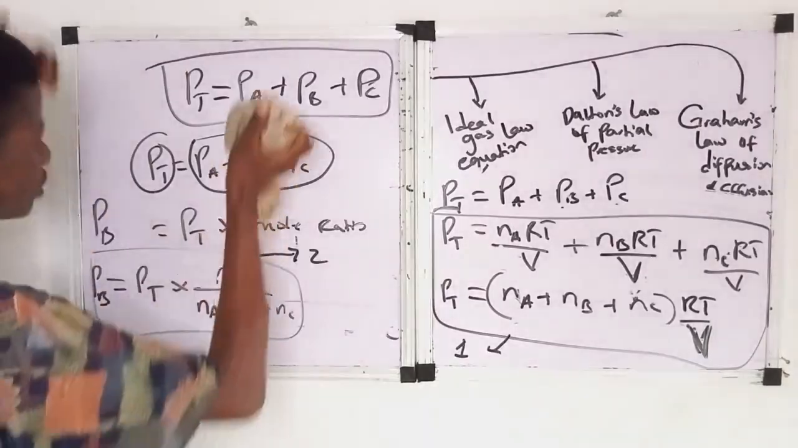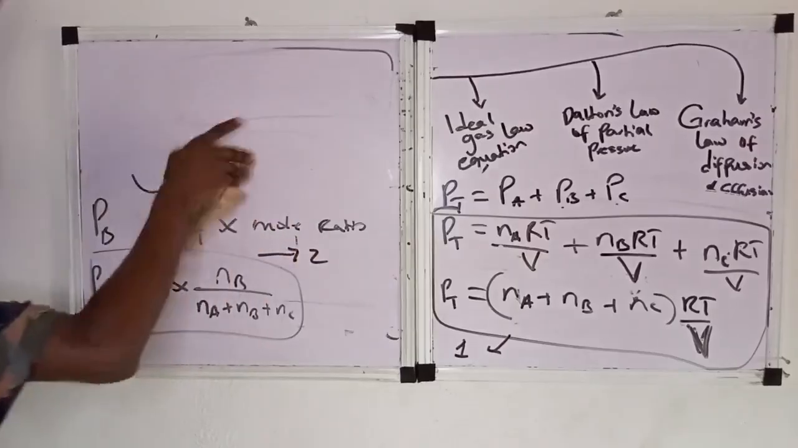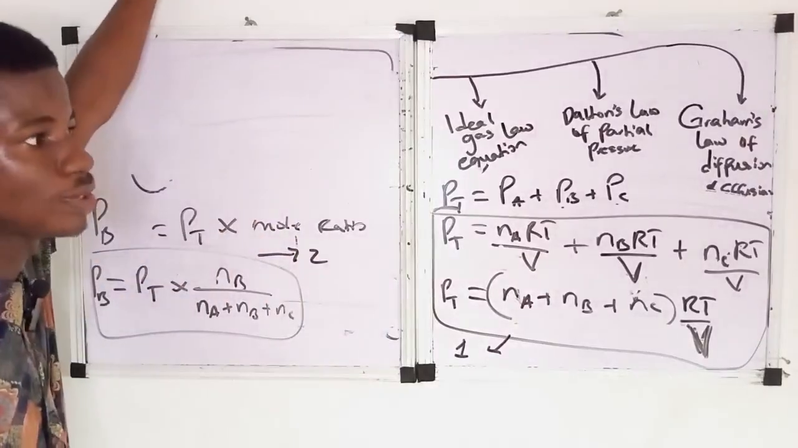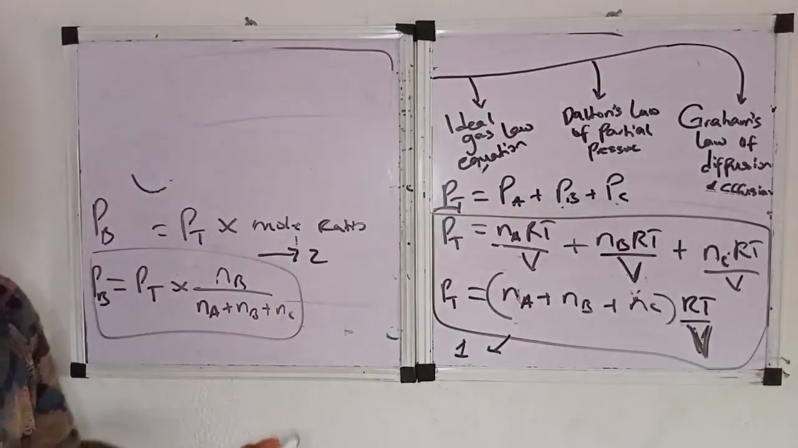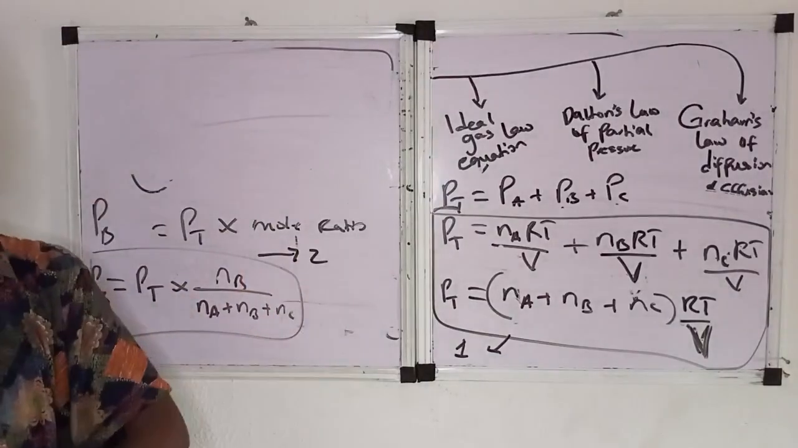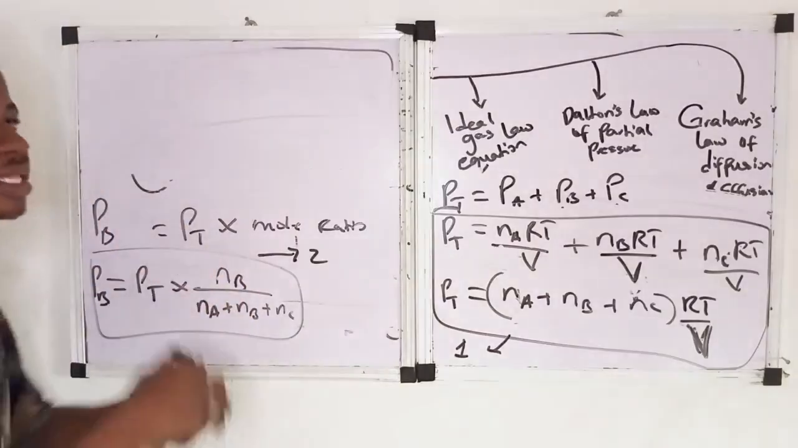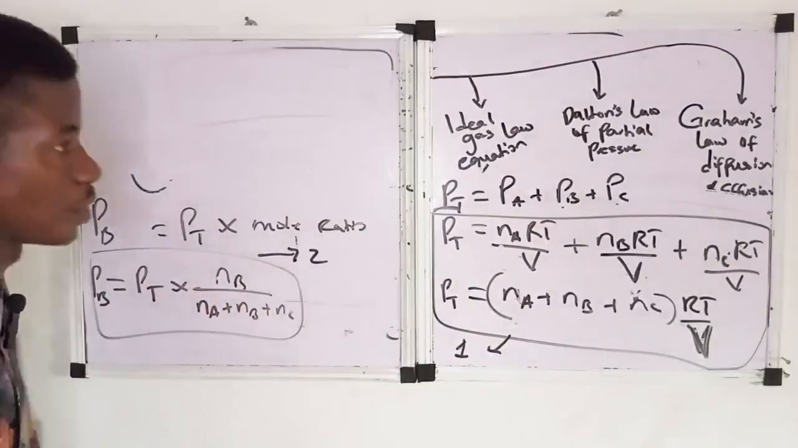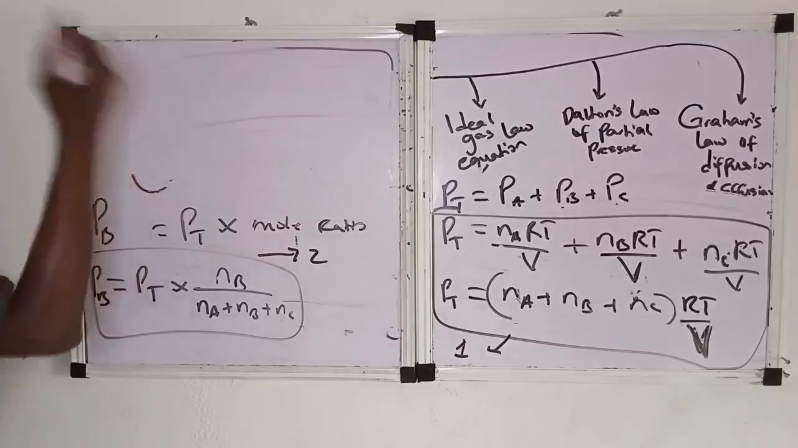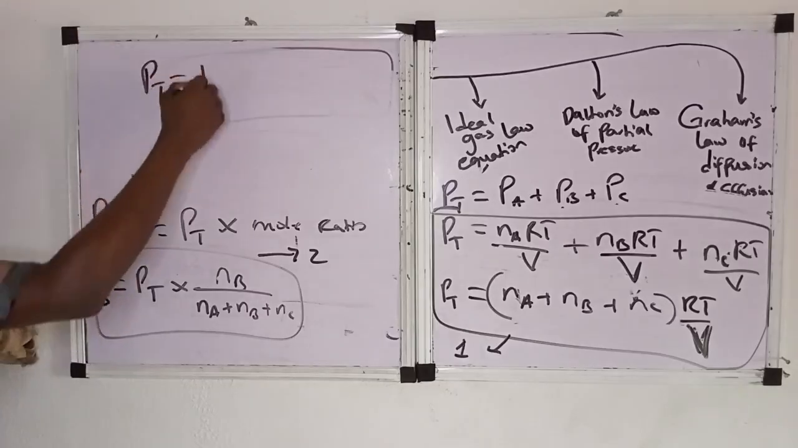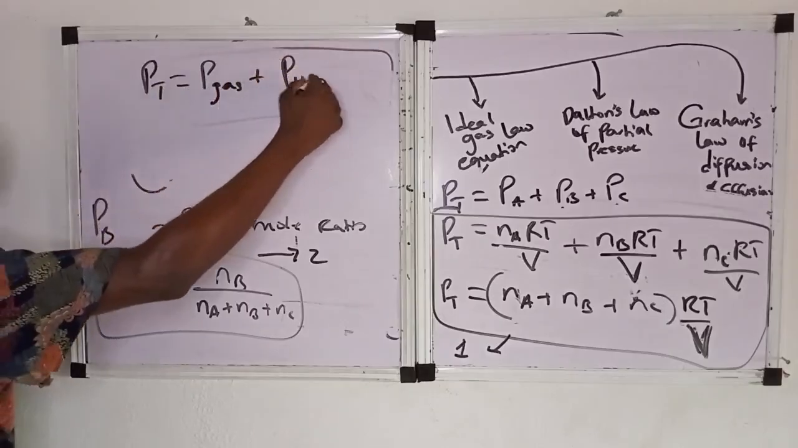Then another thing you need to know, on that last one, is when they tell you that the gas is collected over water. If they say the gas is collected over water, and they ask you to calculate the partial pressure of the gas collected over water, then the total pressure will be equal to the partial pressure of the gas plus the partial pressure of water vapor.